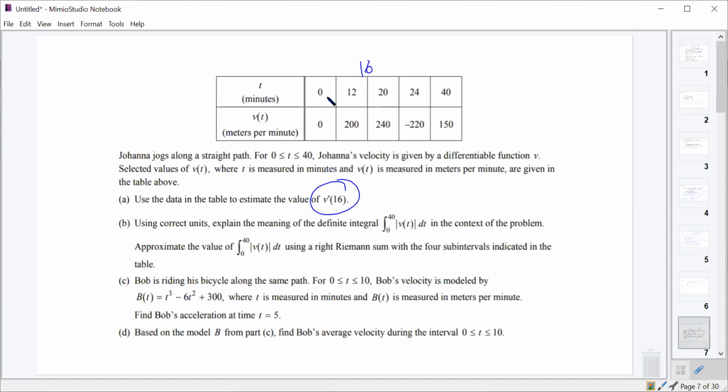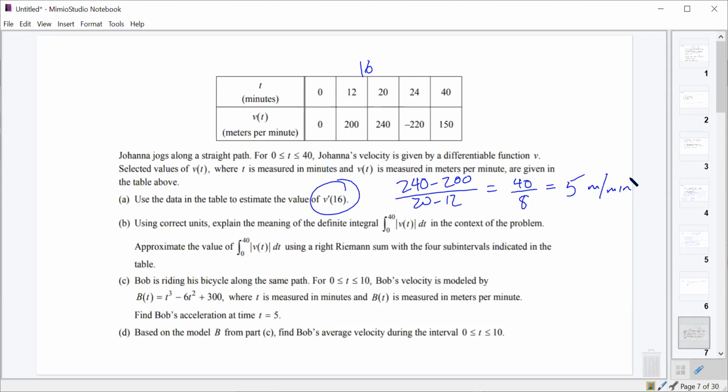16 falls directly between 12 and 20, so we'll just do the average rate of change between those. 240 minus 200 over 20 minus 12, which ought to be 40 over 8, which ought to be 5 meters per minute. Is that really the units? The v of t is measured in meters per minute? Okay. Oh, that was 30. All right. Cool. I guess I'm okay with that.